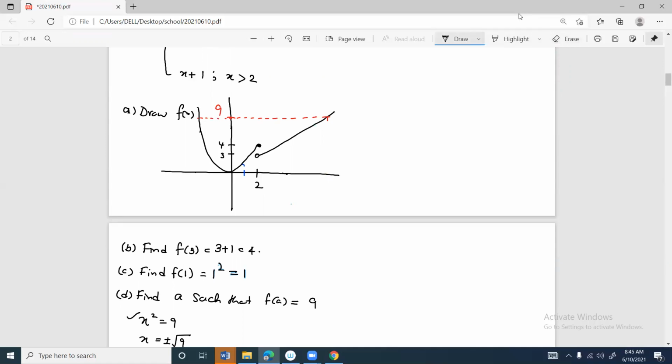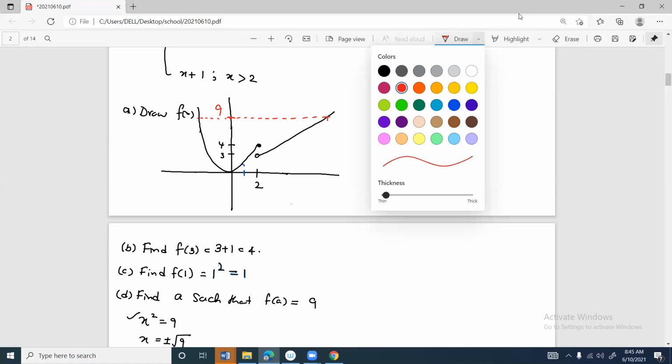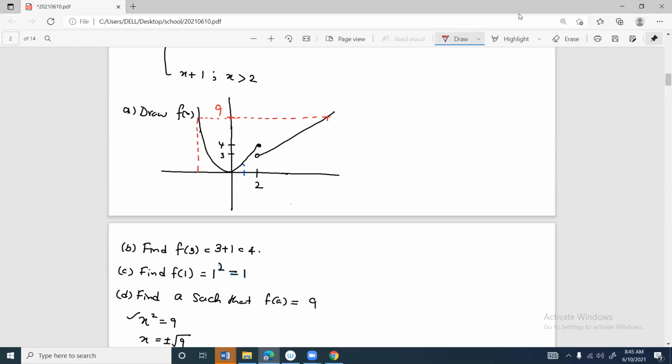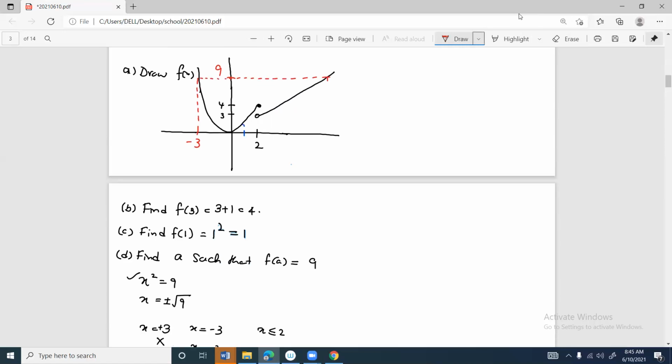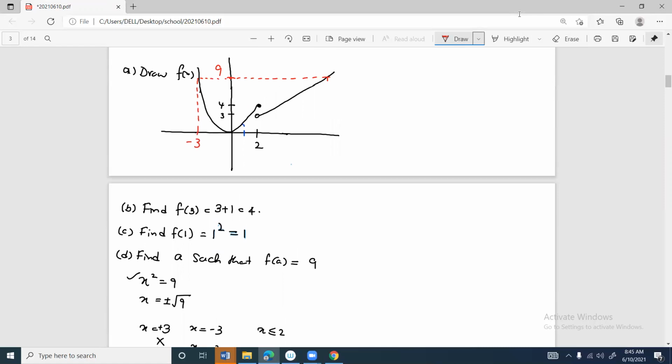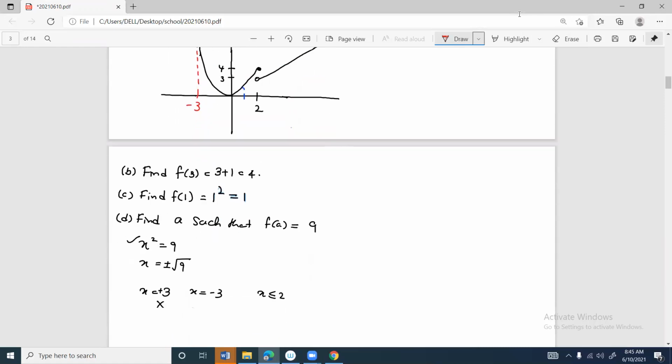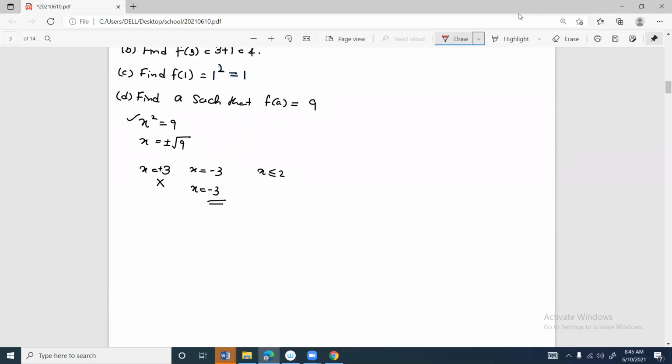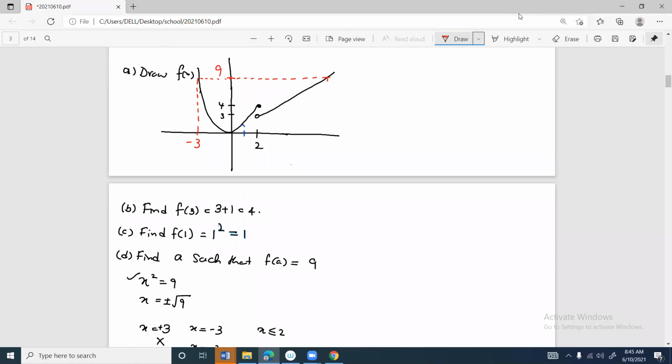This is the function we are just concerned about. This is the answer. Minus 3 is there, so the solution for this part is minus 3. Now the other part of the function is x plus 1. So you can say the next part is x plus 1 equals 9. Therefore, x equals 8. That is the solution which is available here.